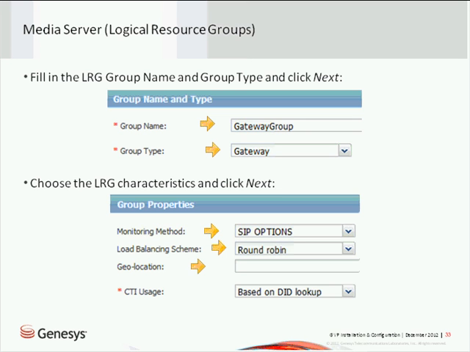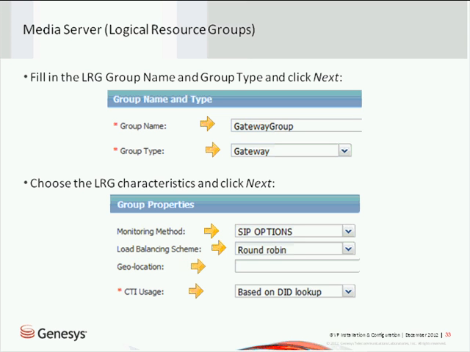Geolocation allows the resource manager to pick an appropriate LRG based on a geolocation header that gets sent in the invite. This is useful if you have basically multiple sites and you want to make sure that a media control platform is connected to a SIP server that happens to be in the same geographic location.